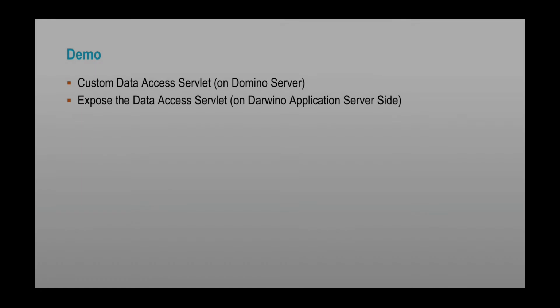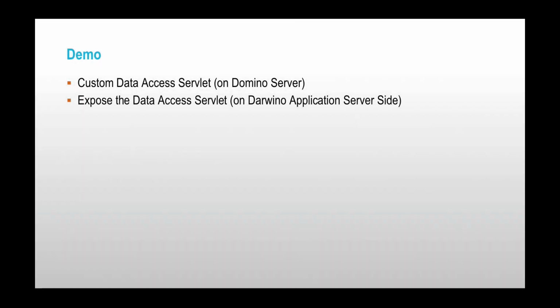So now we've looked at how to create the data access servlet and how to expose the data access servlet on the Darwino application server, which actually will enable the data replication from Domino to Darwino. Next, we're going to turn to actually building the Darwino application itself.